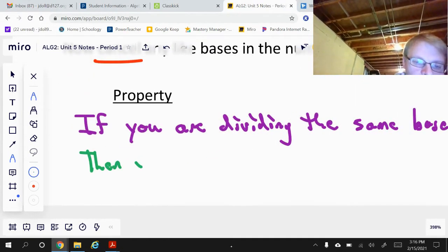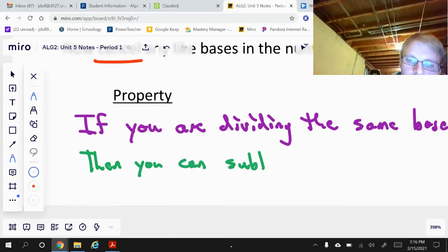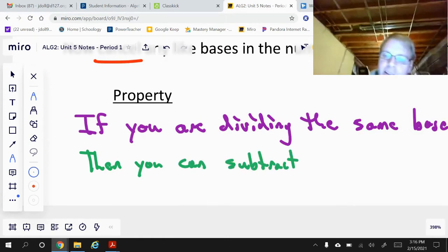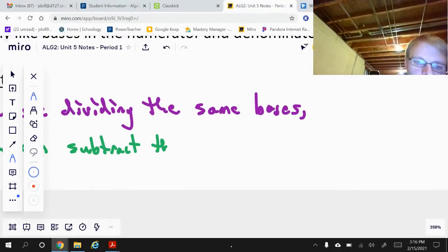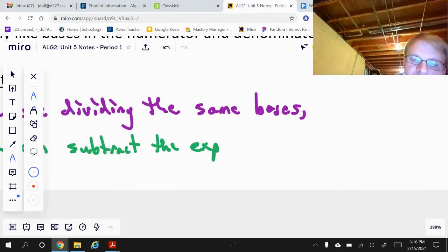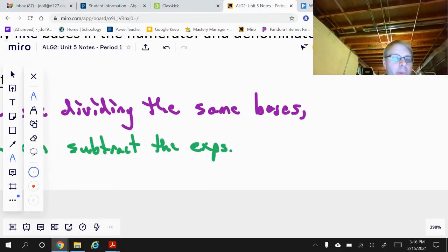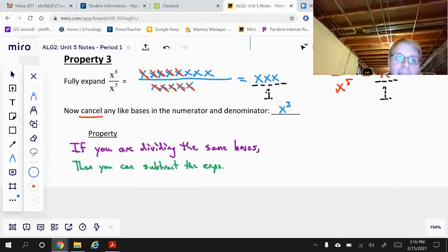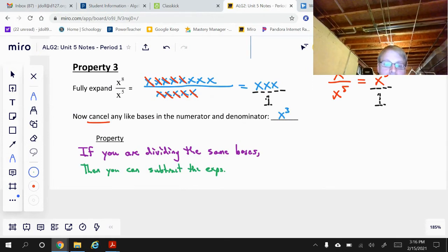Then you can subtract the exponents of those bases. Now, here's the important thing, though. Subtraction requires order. All right? And so there are different ways to approach this property in terms of the order of the subtraction.